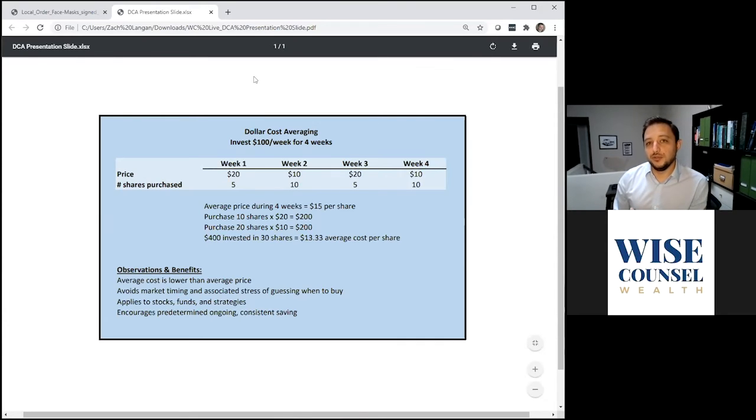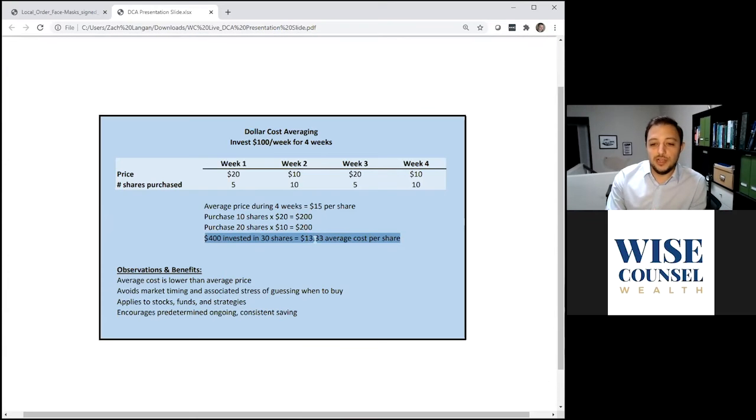And as the price goes down, he buys more. And so the average price over those 4 weeks was about $15. But since he bought more at the lower price, you can see right here, he invested a total of $400. He ended up buying 30 shares. And so his average cost was $13.33.